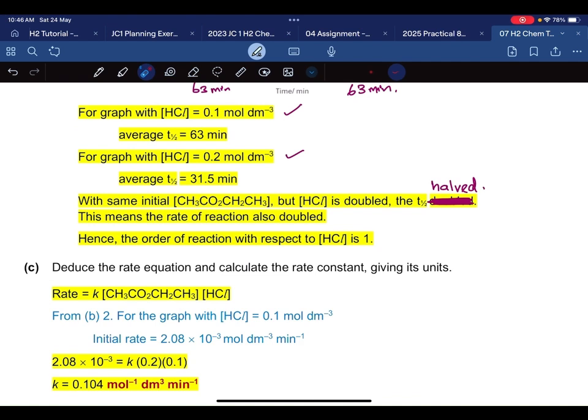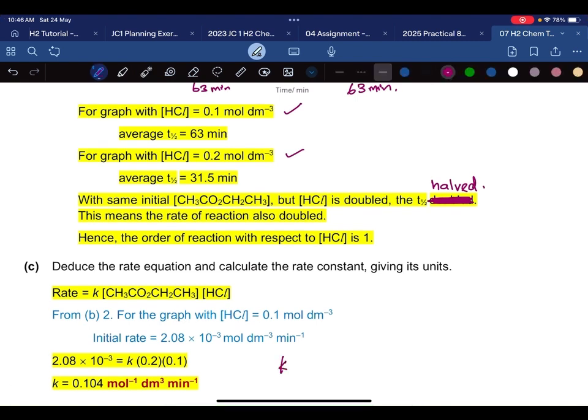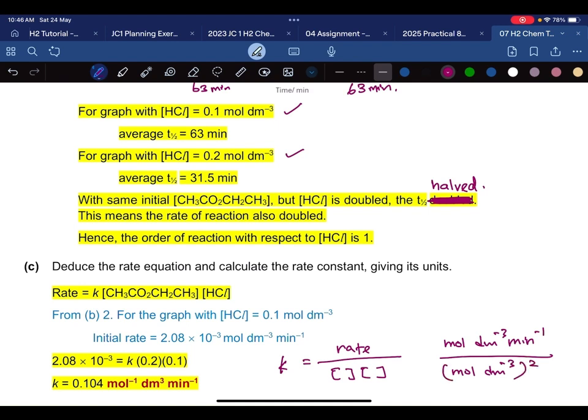Now do take note, you will need to derive the unit. Remember what is your K? Your K is rate over the two concentration terms. So this means that the unit is going to be mole per dm cube per minute divided by mole per dm cube squared. So once you work out everything, what you will have is the unit in terms of per mole dm cube per minute.